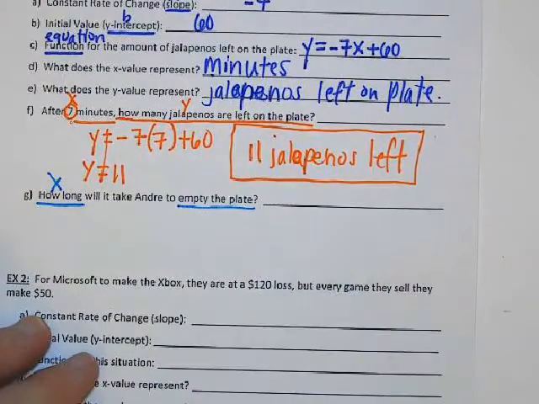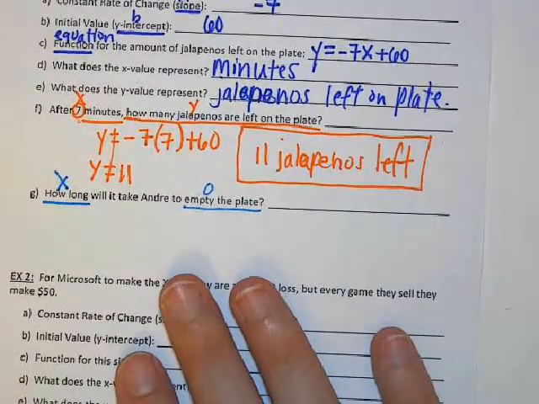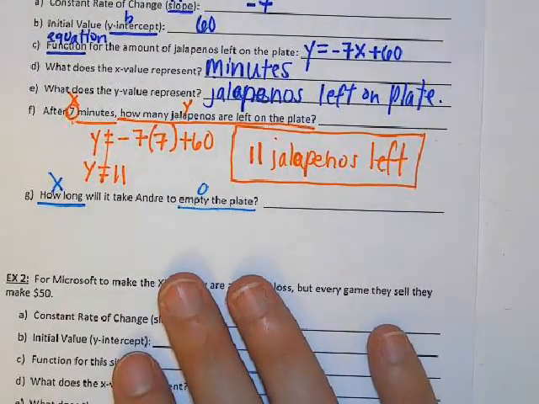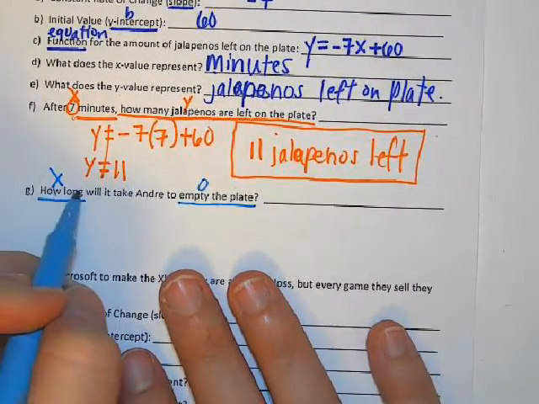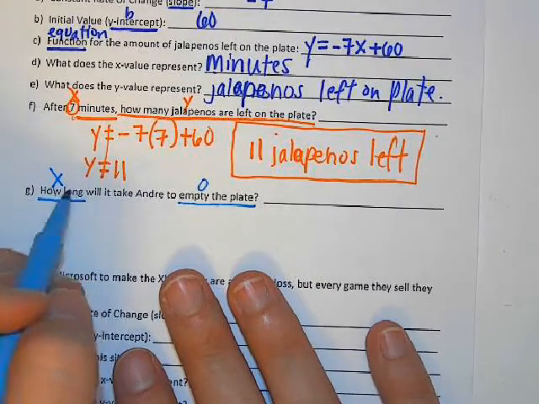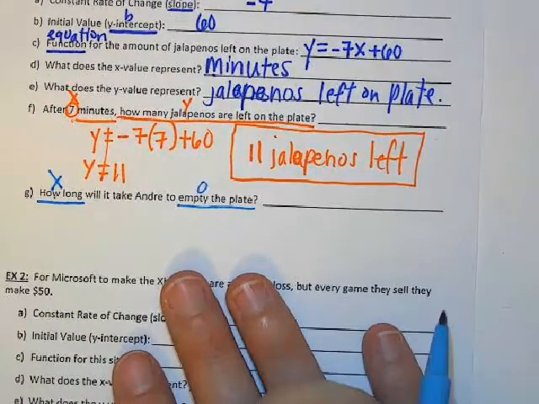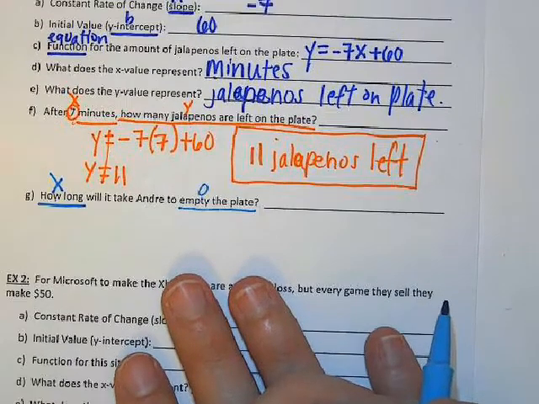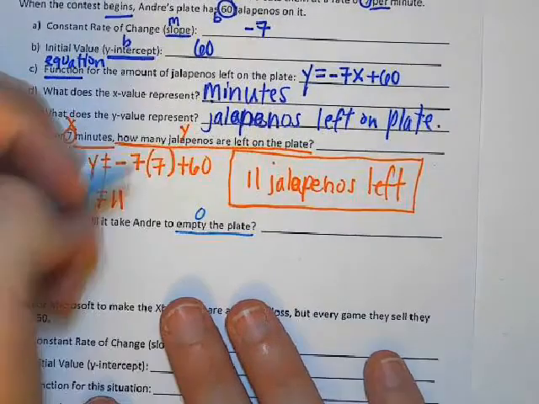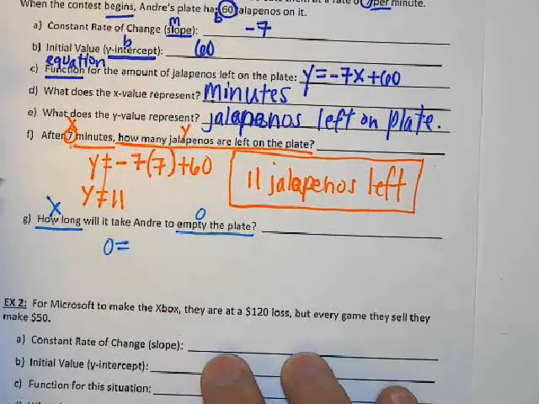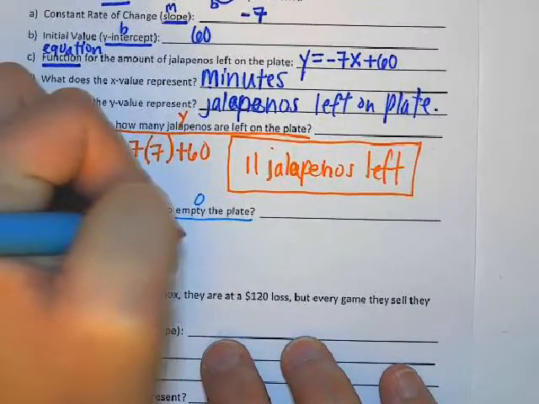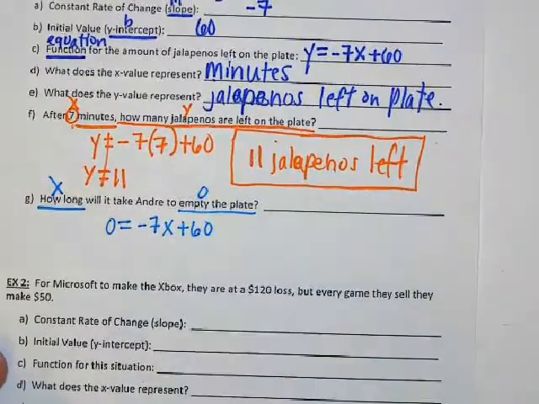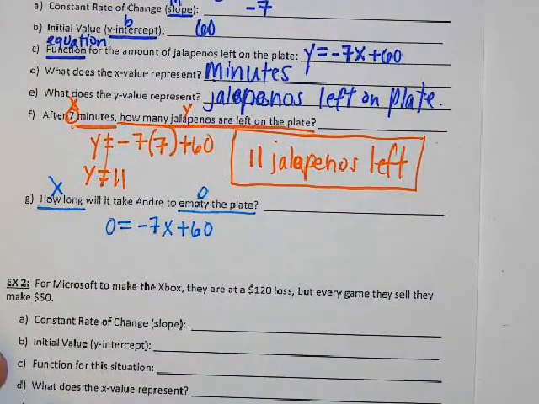Now, if the plate is empty, how many are on the plate? 0. So what do I do with 0? Plug it in. Where? The Y. Look, I'm looking for X. How long? I'm looking to see how many minutes it will take for him to have 0 jalapenos left. Everybody with me? So I'm going to put the 0 in the Y spot because that's representing how many are left on the plate. And then -7x plus 60. And I'm looking to see how many minutes will it take for him to eat all of the jalapenos.